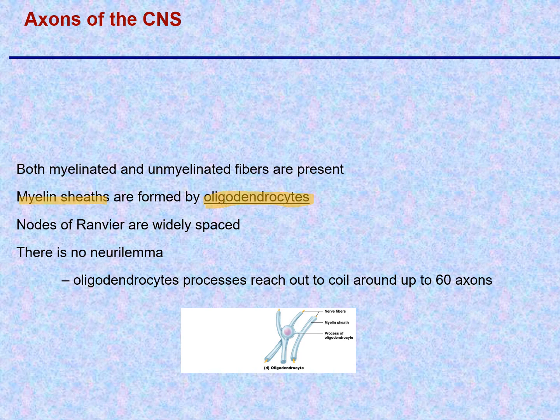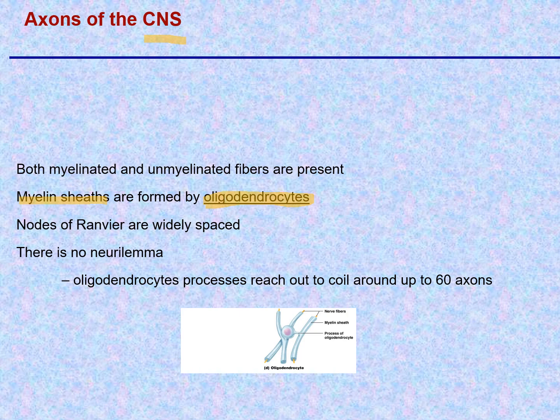Remember, the oligodendrocytes are only found in the central nervous system, and they are able to wrap around multiple adjacent axons, and there would be nodes of Ranvier, but they'd be very widely spaced from where one oligodendrocyte is versus the next, can be quite a large area.